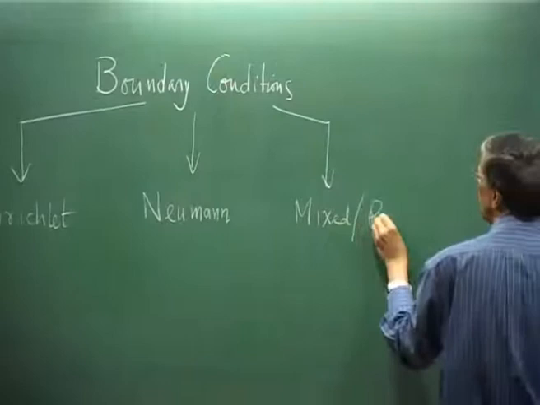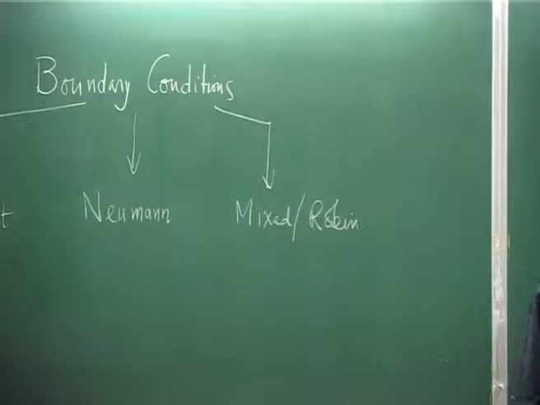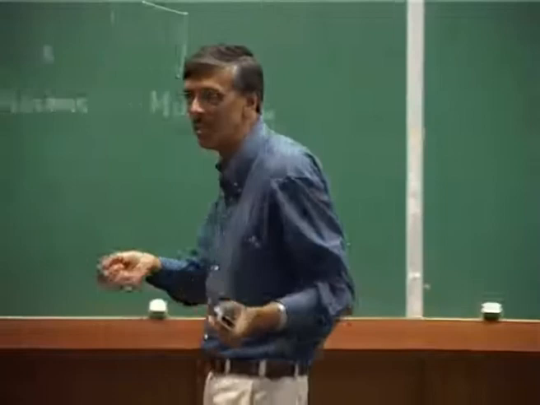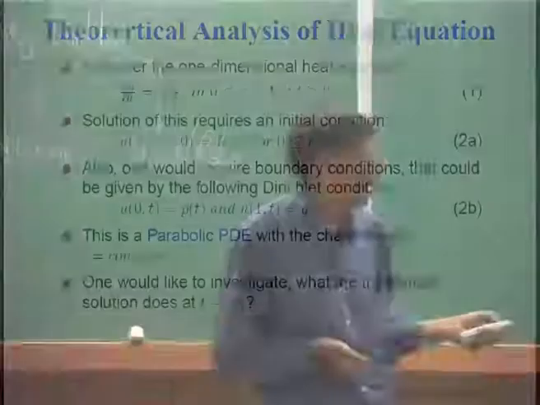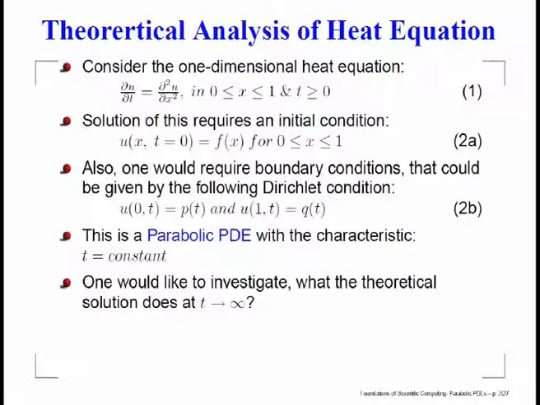If you give the value of the function itself at the boundaries, that is what you call the Dirichlet condition. What you are seeing here is an example of a Dirichlet condition. You are prescribing the solution u at the two ends, and of course, we studied that it is a parabolic PDE with t equal to constant as the single characteristic. And before you study this problem computationally, you would like to investigate the attributes of this solution in a theoretical framework.